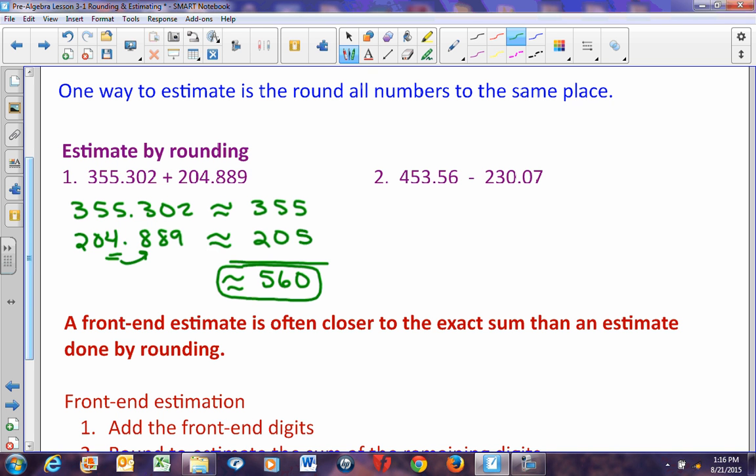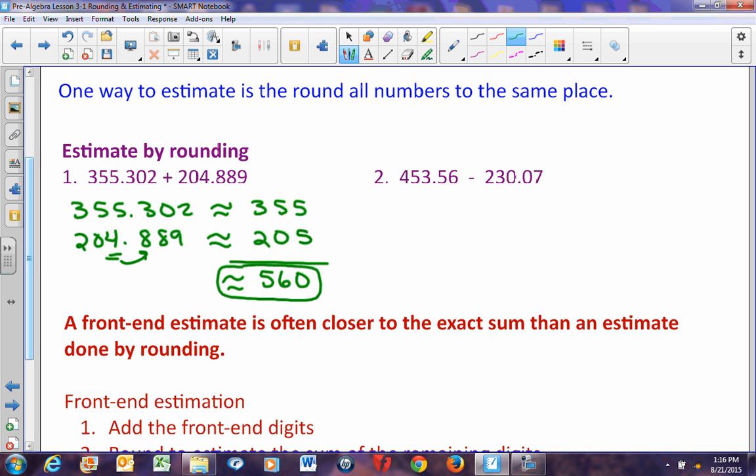Okay. I look at 453.56 minus 230.07. The whole idea of rounding is to make it easier to add. You don't want to round ridiculously. I'm not going to look at 453 and go, oh, I'm going to round that to 500. And take 230 and, oh, I'm going to round that to 200. Because you want it to be somewhat accurate. So the most I would round this to is the nearest tens place, but you can round it to the nearest whole number if you wanted to.